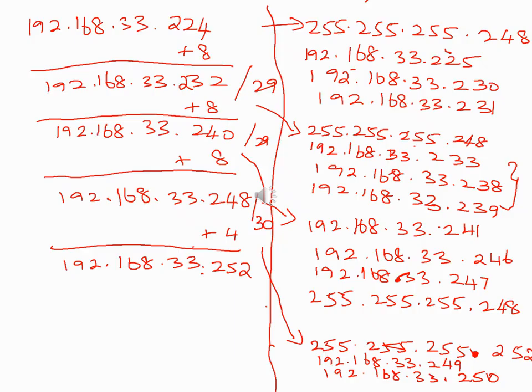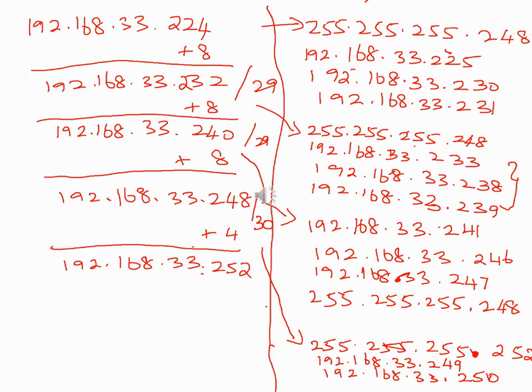So for this 232, the first valid IP will be 192.168.33.233. The broadcast IP is 239. The last valid IP will be 238. So what will be the mask? The mask will be 255.255.255.248. So now again we need to get 4 more addresses.